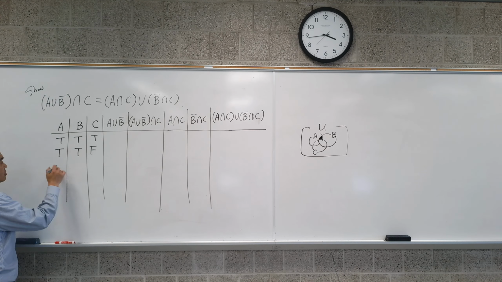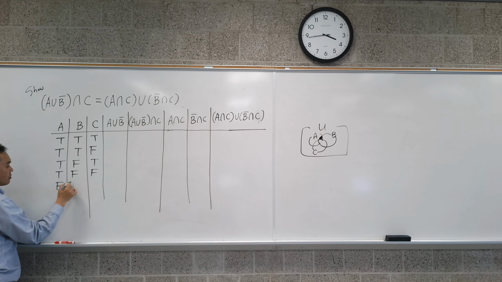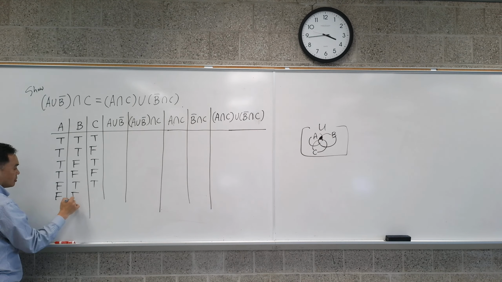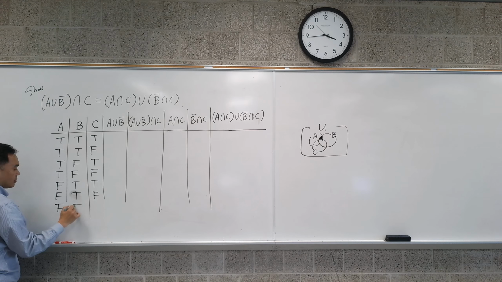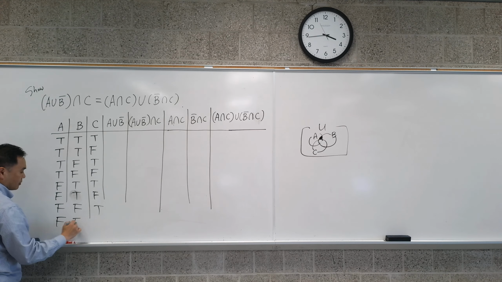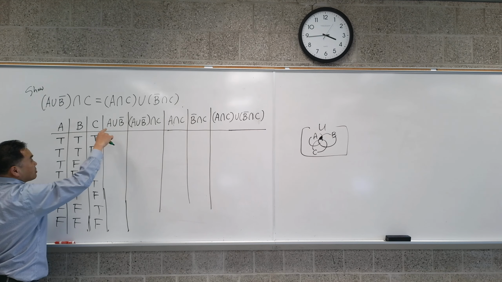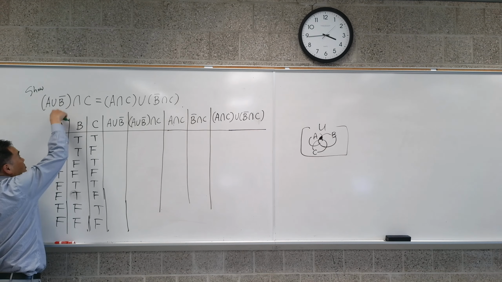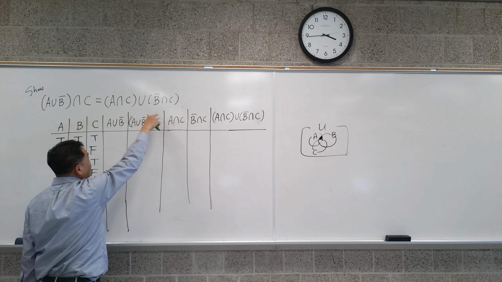And you would need to write down all the possible sequences: FTT, FTF, FFT, FFF. For each one of these, I need to compute this, this, this. I need to compute this because that's going to compute this. And now you have to intersect C, and this is going to compute the left side.